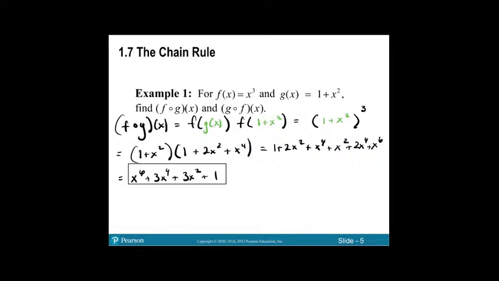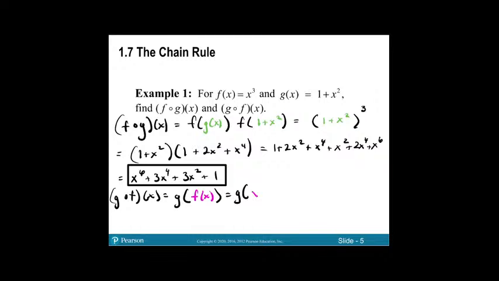Let's just be consistent like this. Then for the next one, we're reversing the order: g composed f of x. What is f of x in this case? f of x is x cubed. And then g is 1 plus x squared, and we replace the x with what color in this case? Fuchsia, or pink.